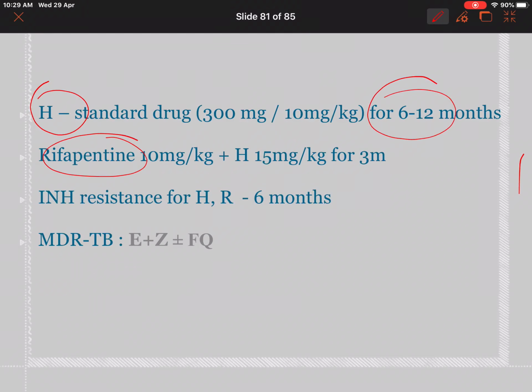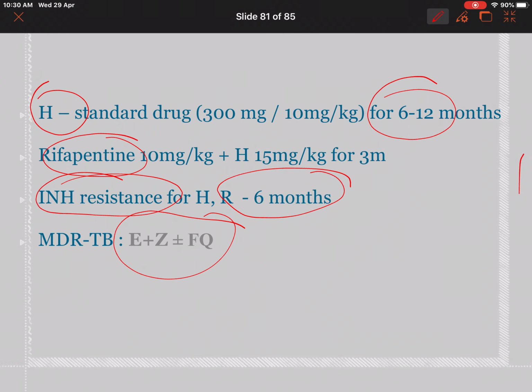You can use rifampicin, or an alternative to rifampicin. If there is INH resistance, then you can use rifampicin for 6 months. If the patient is exposed to MDR TB, then we can use ethambutol, pyrazinamide plus or minus a fluoroquinolone.